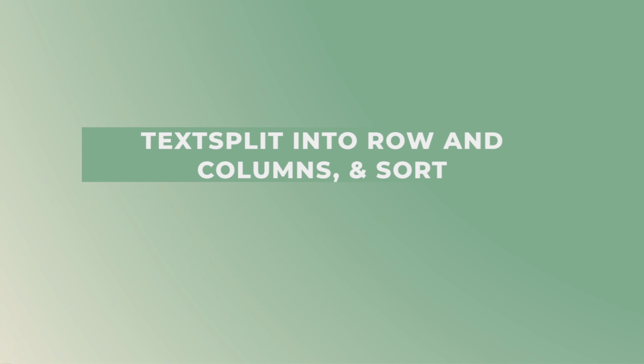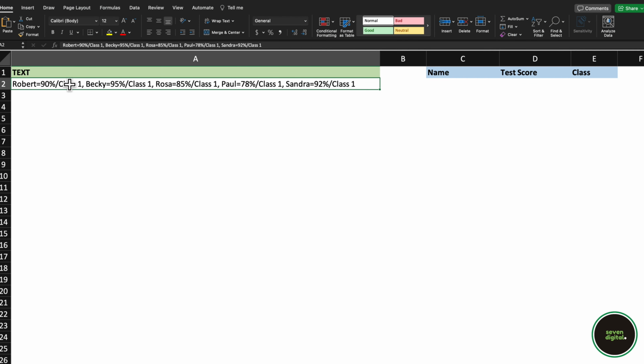Next, we are going to take this text and we're going to sort it by the highest to lowest scores. We're going to split it into rows and columns and then sort by test score. So let's get started.